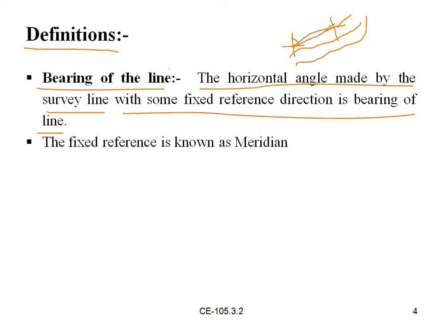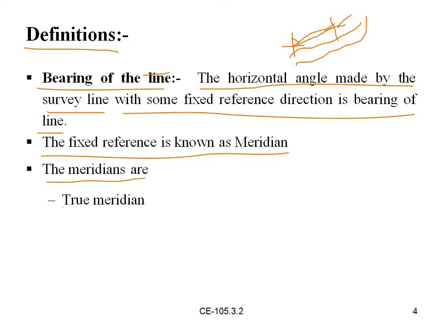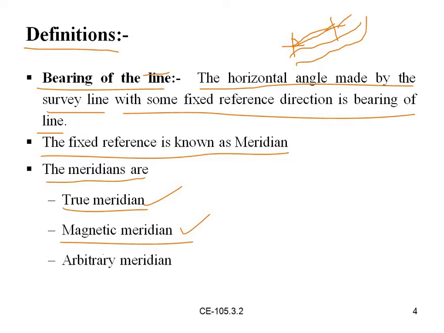The next is the fixed reference, which is known as the meridian. When you see the bearing of the line, the fixed reference is known as the meridian. The meridians are the true meridian and the magnetic meridian. We have these two meridians, and the third one is the arbitrary meridian.